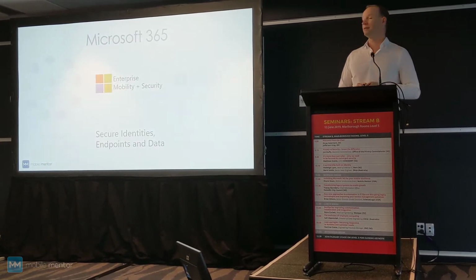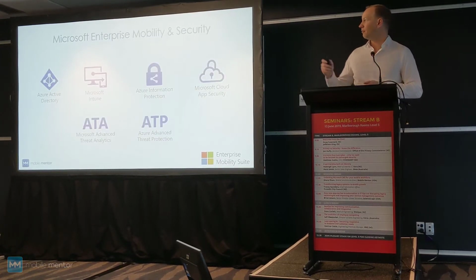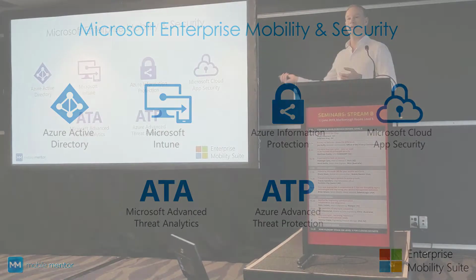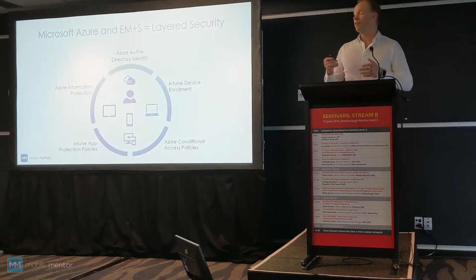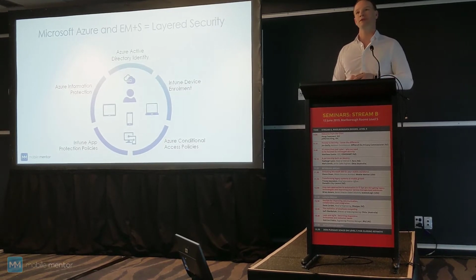The next thing I want to talk to you about is EMS, right? So that's Enterprise Mobility and Security. And from left to right, that effectively is identity, endpoints, data, and cloud. And the two at the bottom, ATA and ATP, those are Advanced Threat Analytics and Protection. So ATA is machine learning and AI for your traditional domain-joined LAN network, and then ATP is for cloud infrastructure.